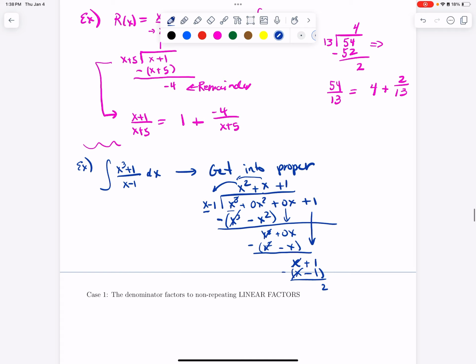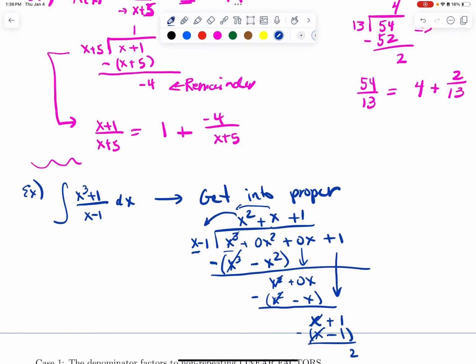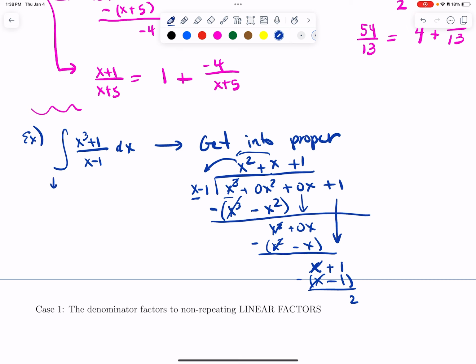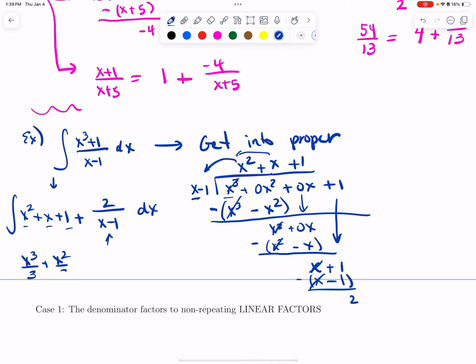Okay, so let's come down here. This expression becomes the integral of x squared plus x plus 1 plus the remainder over the divisor. And now we can tackle this, right? This is just a power rule, power rule, power rule, and a logarithm integral, right? So just to finish this problem up, this should be x cubed over 3 plus x squared over 2 plus x plus 2 times the natural log of x minus 1 plus c.